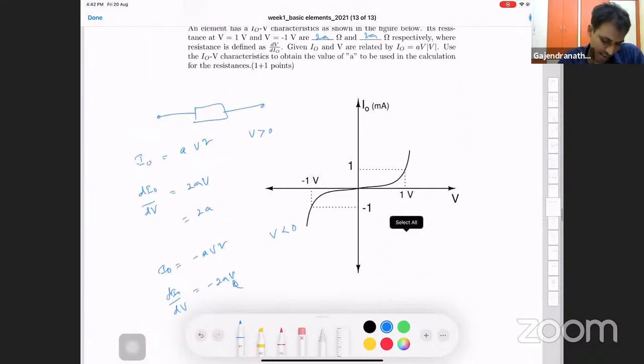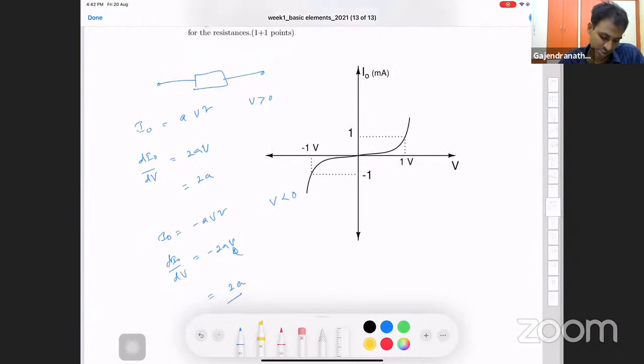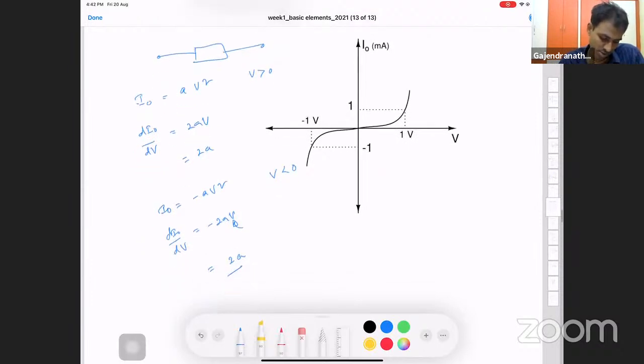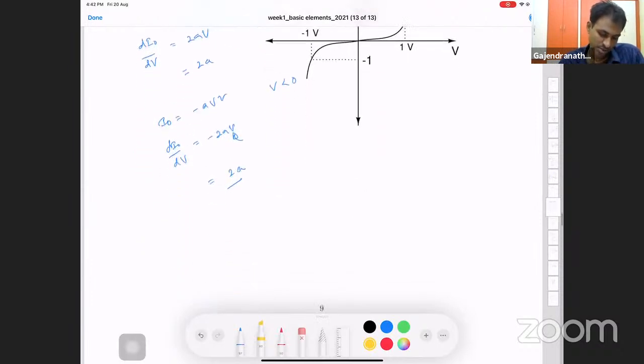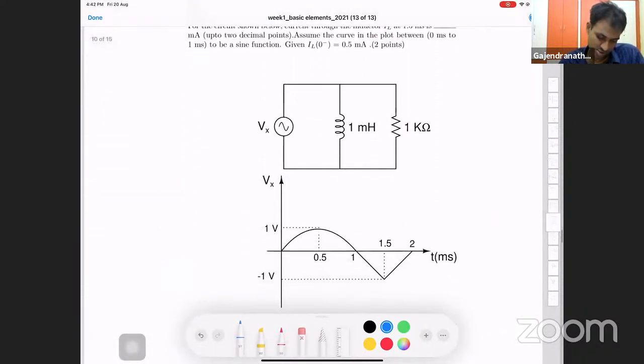So I repeat, the curve, if you see, it's a parabola, and for V greater than 0, it is AV squared. For V less than 0, it becomes minus AV squared. Now I differentiate it, it gets minus 2AV, V is minus 1 volt. So I get 2A. Okay, this is question 8. Question 9 is this.